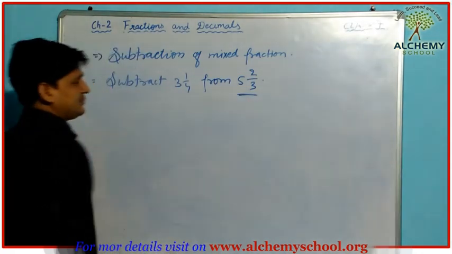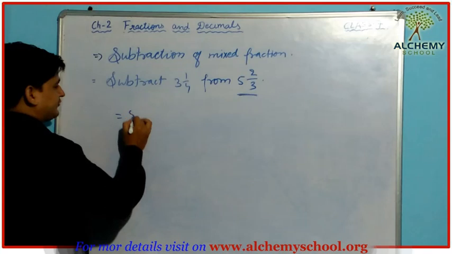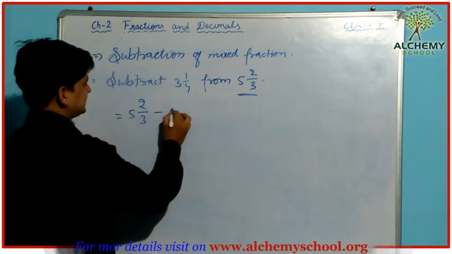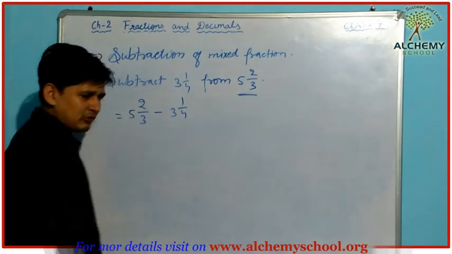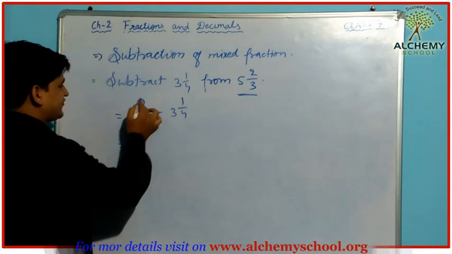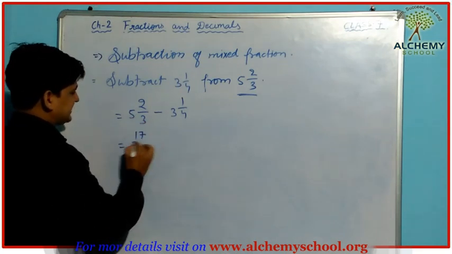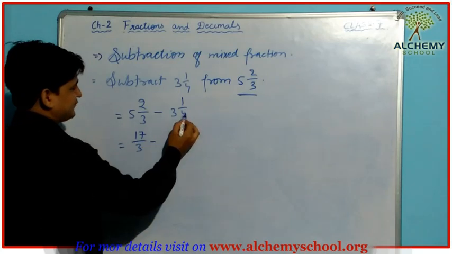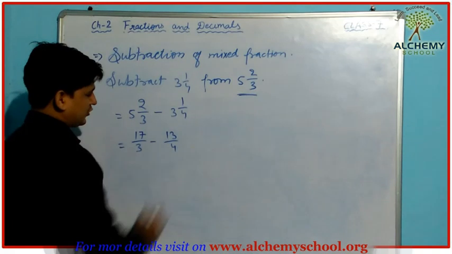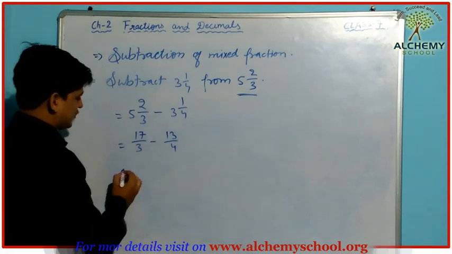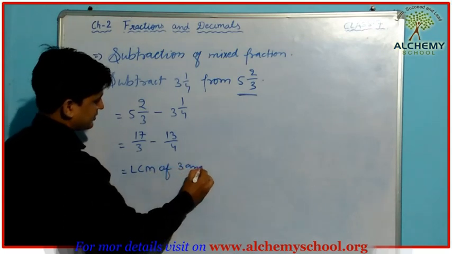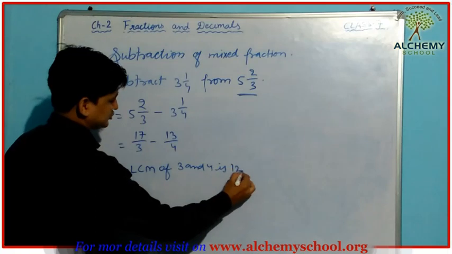So this fraction will be written first: 5 and 2 upon 3 minus 3 and 1 upon 4. Change them into improper fractions. 5 3s are 15, 15 and 2 is 17, so 17 upon 3, minus 3 4s are 12, 12 and 1 is 13, so this is 13 upon 4. We have to find the LCM of 3 and 4. LCM of 3 and 4 is 12.